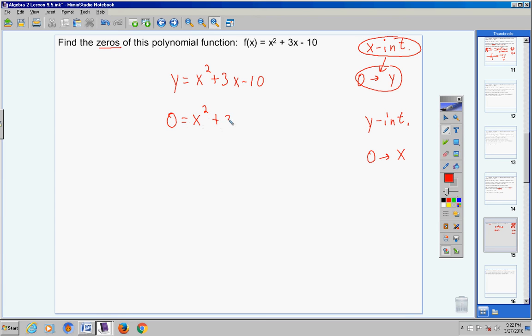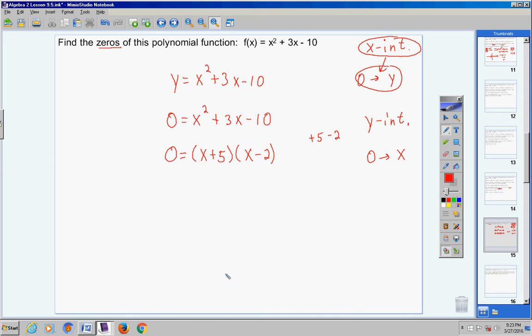Guys, we knew how to solve this. We just did a bunch of these on your quiz about 2 weeks ago. Factor this thing. This is a trinomial with a lead coefficient of 1. So what two numbers multiply together to give you negative 10 and add together to give you positive 3? Would it not be these two numbers here? Multiply those two numbers, you get negative 10. Add those two numbers, you get a positive 3. So now you have x plus 5, x minus 2.